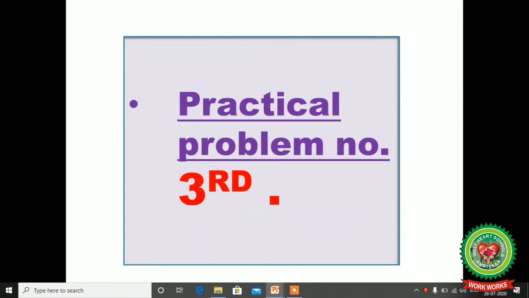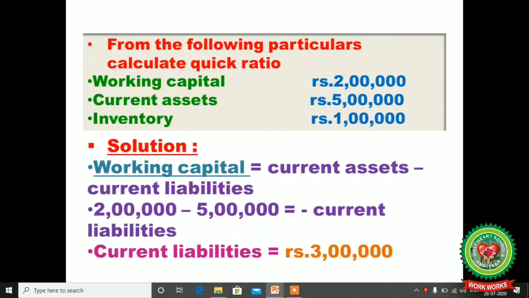Practical problem number 3. From the following particulars, calculate quick ratio. Working capital given to you, rupees 2 lakh. Current assets given to you, rupees 5 lakh. Inventory, rupees 1 lakh given to you. Now it's time for solution.